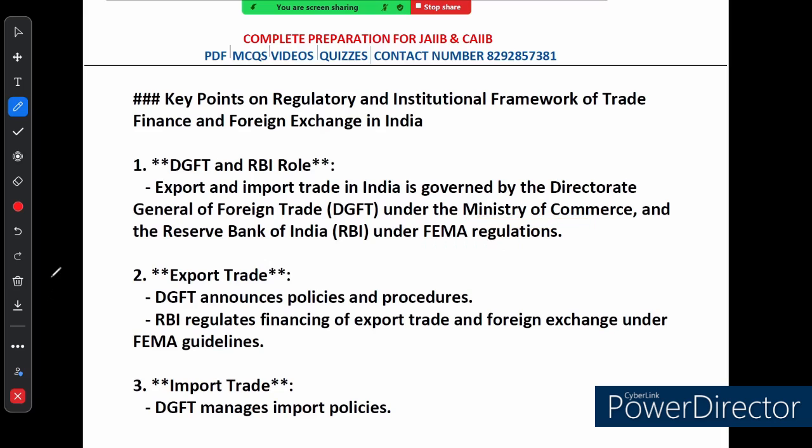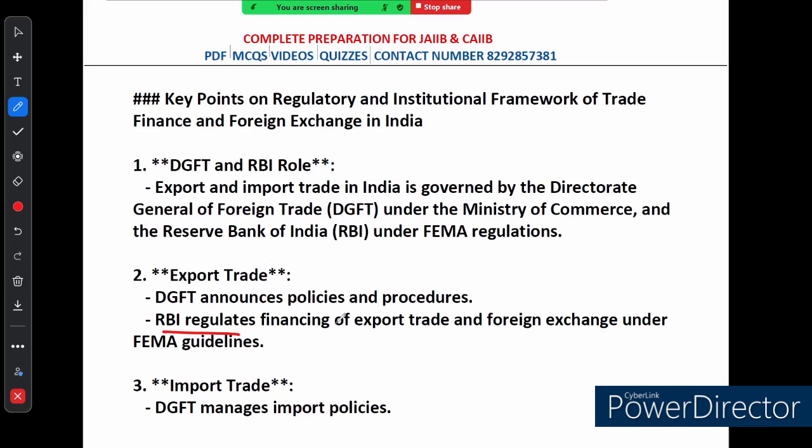Now let's come to the second topic. So export trade. The DGFT makes the policy that exporters need to follow. The DGFT decides what goods can be exported and what the process looks like. And the RBI helps the exporter get financing so that they can be competitive globally, essentially making sure exporters have enough money to sell their goods overseas.